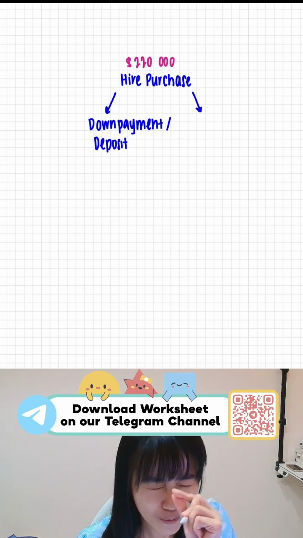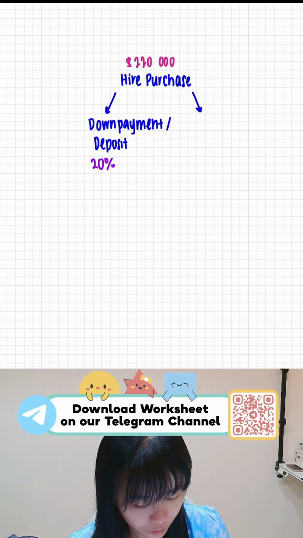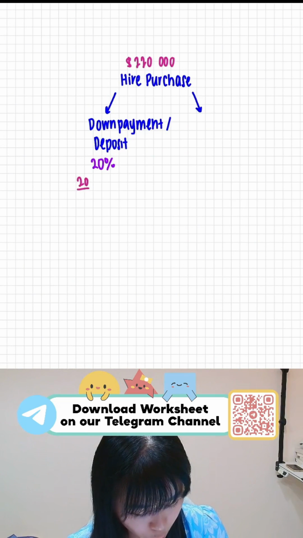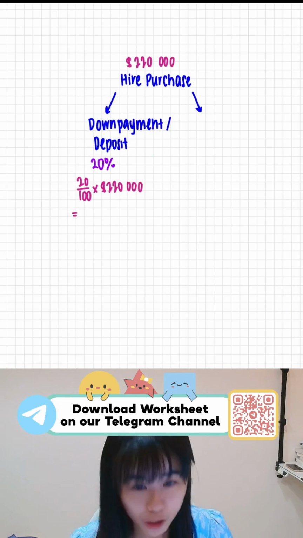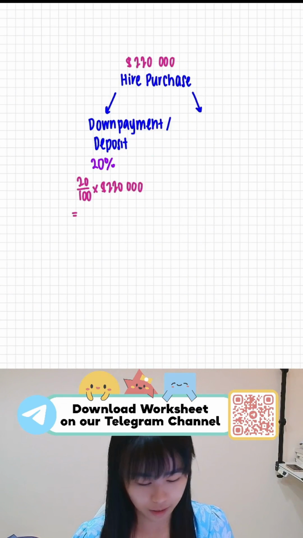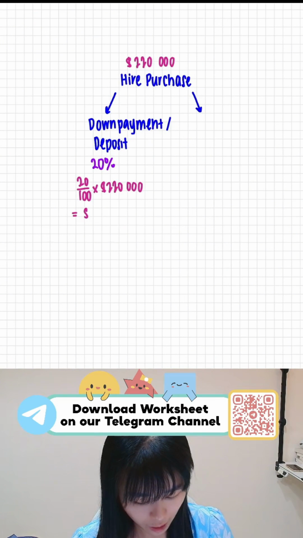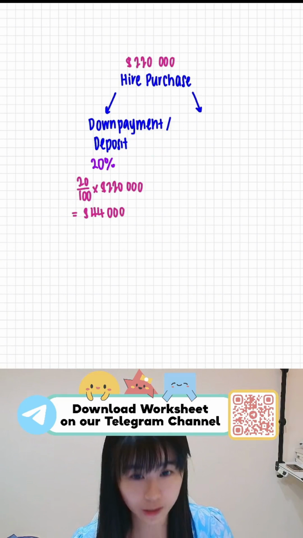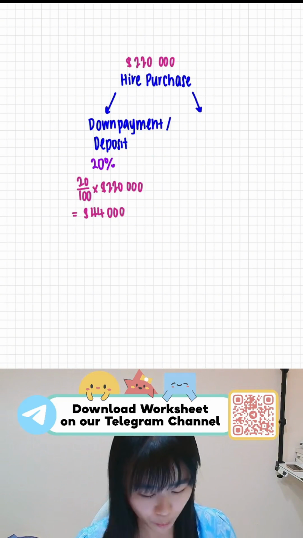So assuming we are very poor, we will pay the minimum 20%. So how much is 20%? This is the money you need to fork out if you buy a car. Minimum, 20% of your 220,000. So how much do you need to pay first? You need to pay 44,000 first. This one cannot skip. You have to pay this amount.